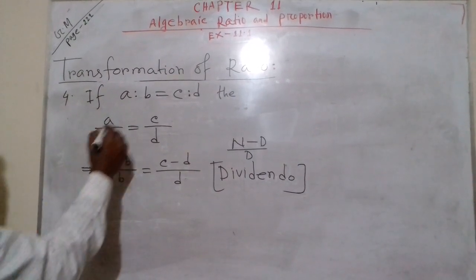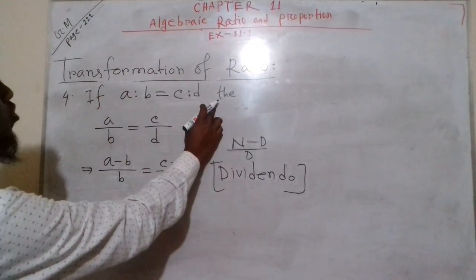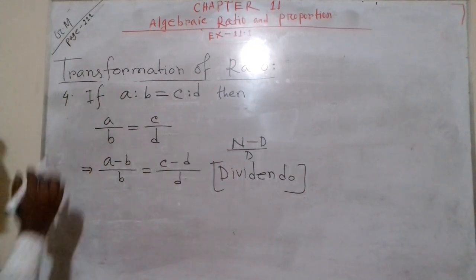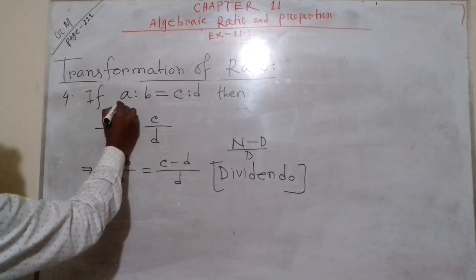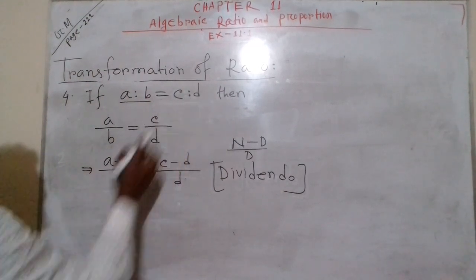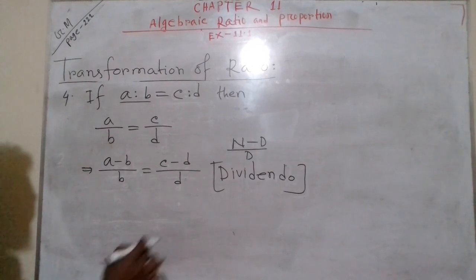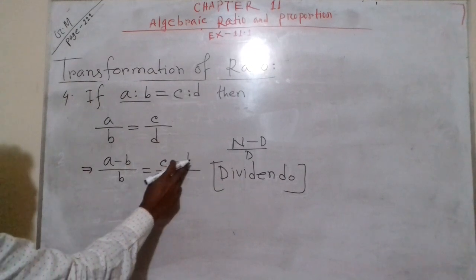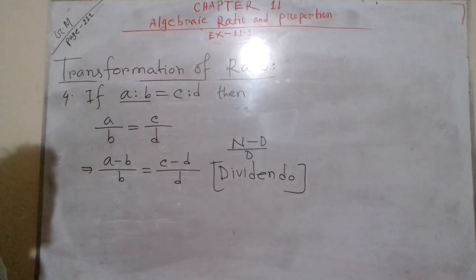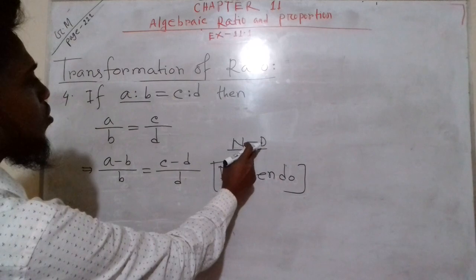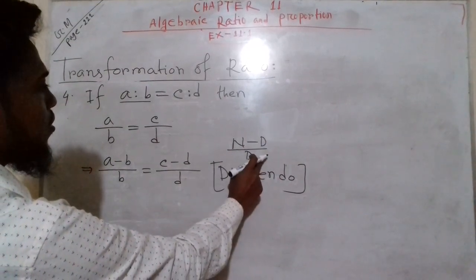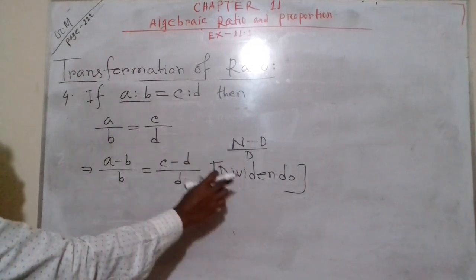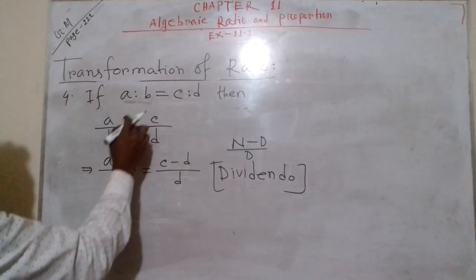Number 4: if A is to B equal to C is to D, then we can write A by B equal to C by D. This ratio A is to B equal to C is to D will be dividendo when A minus B divided by B equal to C minus D divided by D. So the law of numerator minus denominator divided by denominator is making dividendo of two ratios.